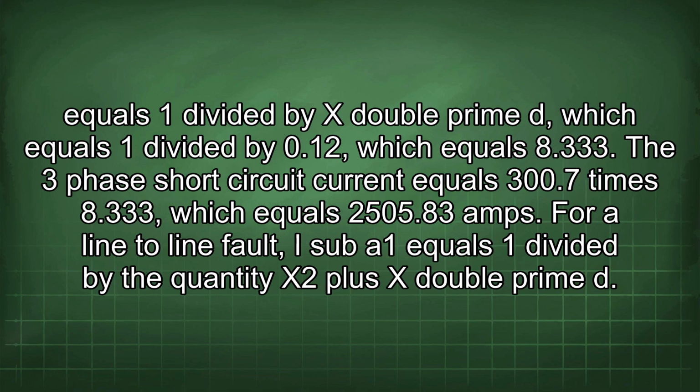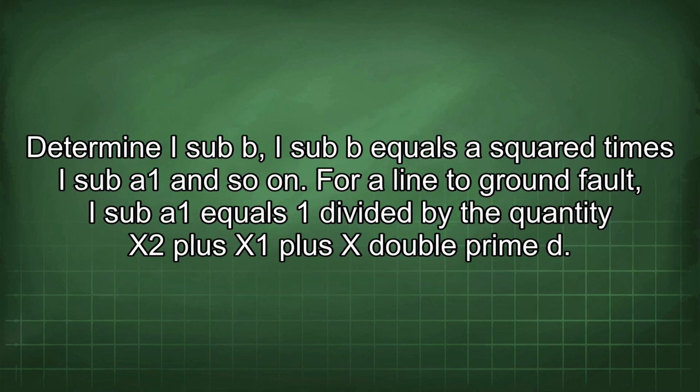For a line-to-line fault, I sub A1 equals 1 divided by the quantity X2 plus X''D. Determine I sub B. I sub B equals a squared times I sub A1, and so on. For a line-to-ground fault, I sub A1 equals 1 divided by the quantity X2 plus X0 plus X''D.